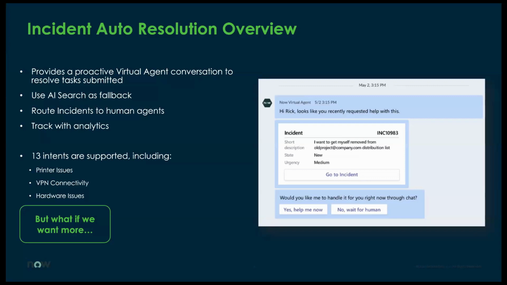All right. So what types of problems are supported with virtual agent issue auto resolution? Well, we have 13 intents supported, including printer issues, VPN connectivity, hardware issues, and, though not listed, I'm pretty sure software issues are also included. So any incidents submitted about those intents and topics will get that shoulder tap.